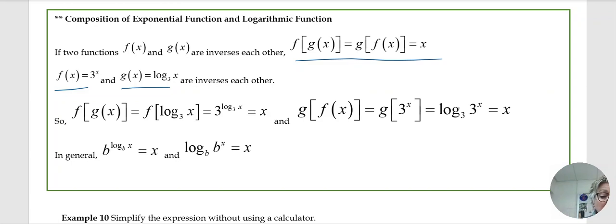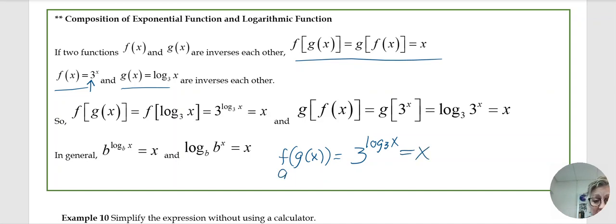So if I do f of g of x, it's written there, but I'll just show you how it looks. So if I do f of g of x, that's going to be 3, and then our input is now going to be g of x. So that's going to be 3 to the log base 3 of x, right? Because that's our input now. And I know because those are inverses, that has to equal x.